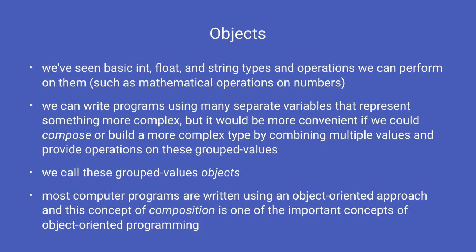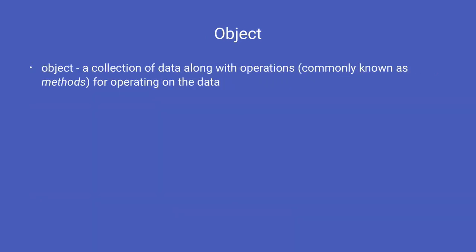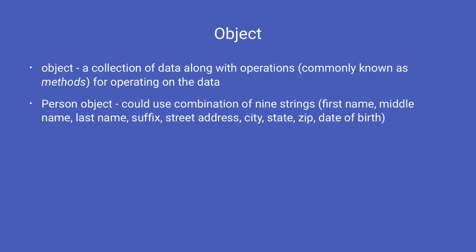Most computer programs are written using an object-oriented approach, and this concept of composition is one of the more important concepts of object-oriented programming. An object is a collection of data, along with operations commonly known as methods for operating on the data. For example, we could have a person object, and it could use a combination of 9 strings: the first name, the middle name, last name, suffix, street address, city, state, zip, and date of birth. The reason we would use a string for the zip code is that zip codes can start with a 0.